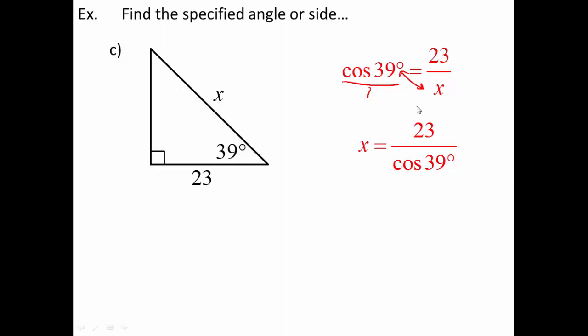So here is our solution. Here's our exact solution. Type it in the calculator. You should get 29.595. Remember that this time we're not using the inverse cosine button. We're using the regular cosine button. I'll type this in: 23 divided by cosine 39, enter.